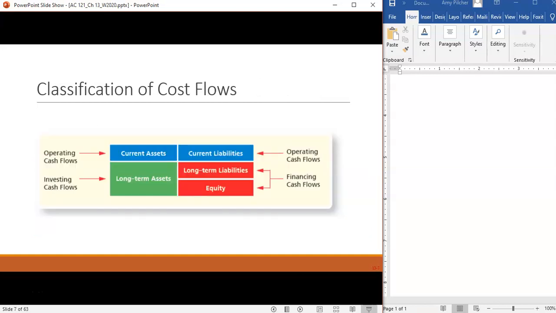So this is just a breakdown of where those cash flows go. The operating activities section focuses on current assets and current liabilities. The investing section focuses on our long-term assets. And financing is long-term liabilities, some short-term liabilities just in the event of notes payable, and our equity section.